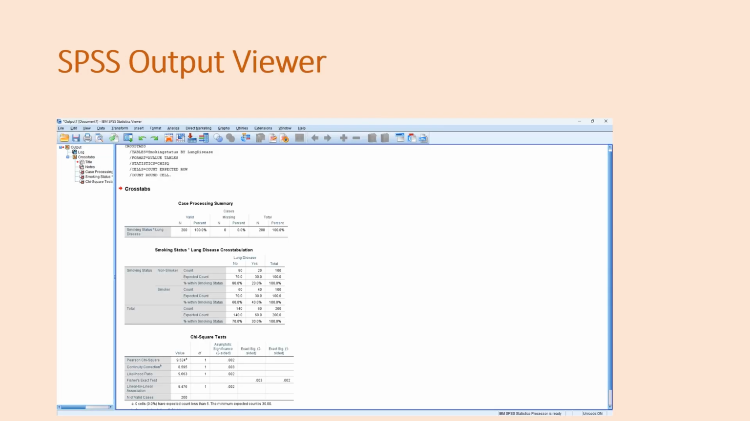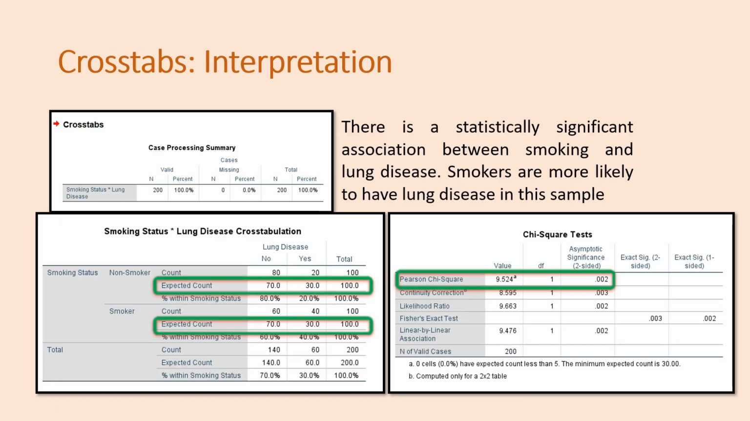The output will show the results. Results have three tables: case processing summary, smoking status cross tabulation and chi-square test. Cross tabulation shows the expected count and row percentage. And chi-square test shows the p-value 0.002, which means there is a statistically significant association between smoking and lung disease. Smokers are more likely to have lung disease in this sample.